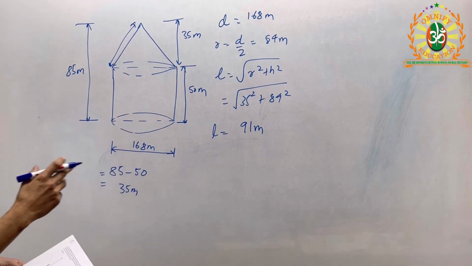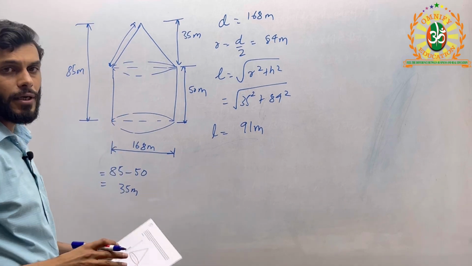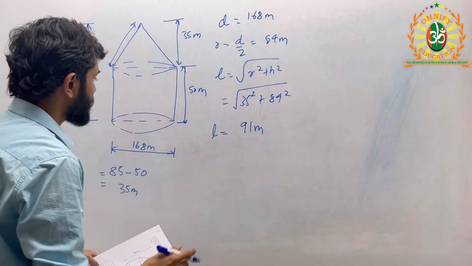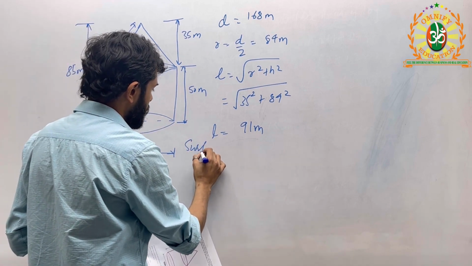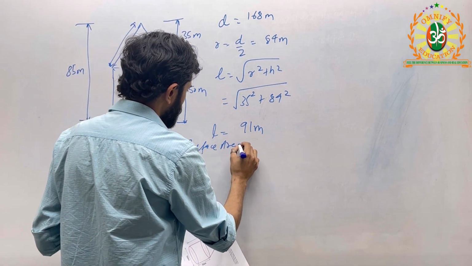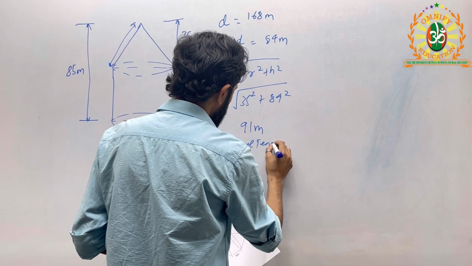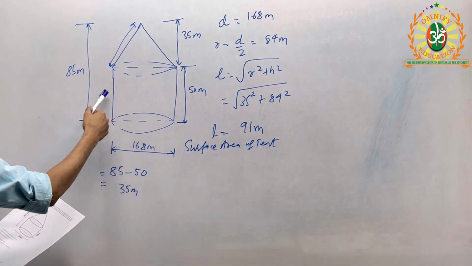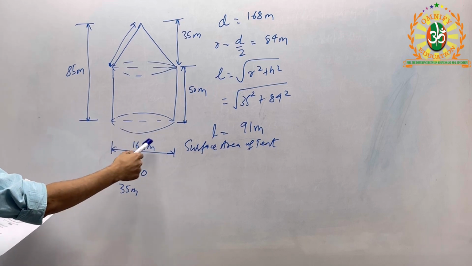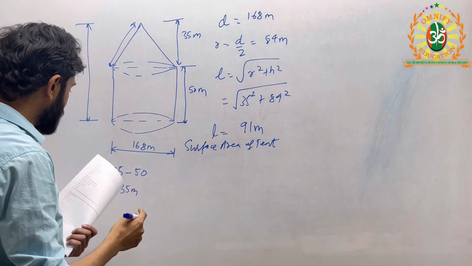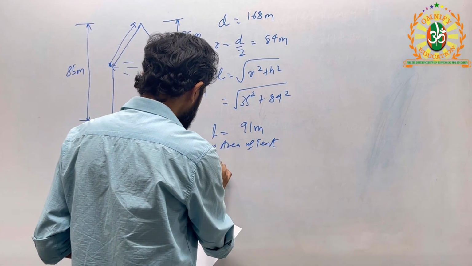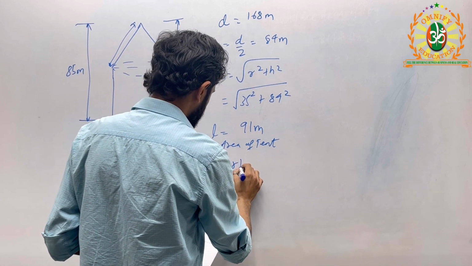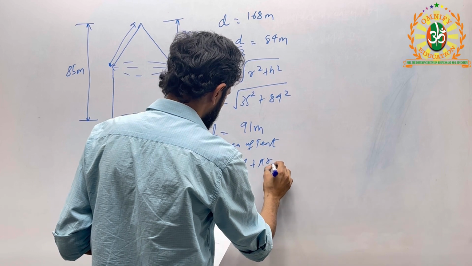Now we have figured out all the dimensions of this figure. Now we will apply them and find the surface area of the tent. The surface area of the tent would be given by the curved surface area of the cylinder plus the curved surface area of the cone, and the formulas used would be 2 pi r h plus pi r l.